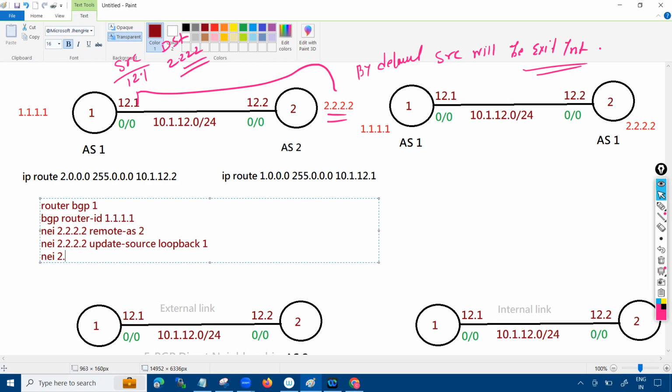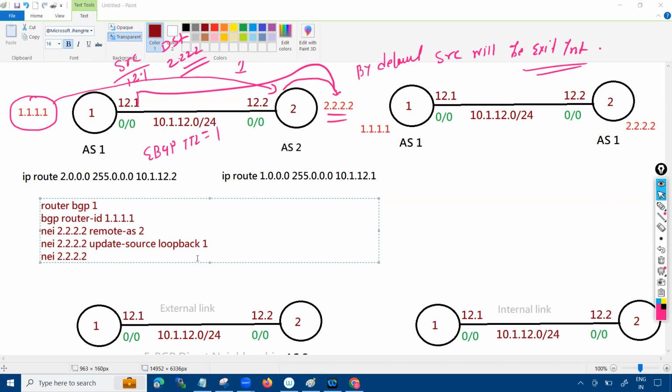And then lastly, neighbor 2.2.2.2, I need to change the TTL value because by default, the default TTL for eBGP is what? Is 1 only. So understand the concept. If the packet is leaving from here, then what happens? It will come to router number 2. When it comes to router number 2, it will come with the TTL of 1. Router 2 will accept this packet, but router 2 cannot process this packet to a different broadcast domain because now it becomes 0, right? So 0 will be dropped.